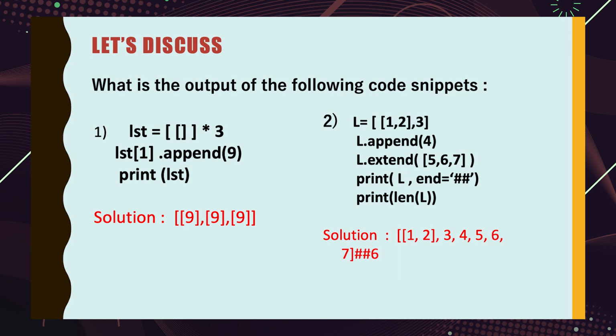In another question, list L contains nested list 1, 2 and 3 as an element. Here, the append function will add the 4 element in the list and the extend function will add 5, 6, 7 as separate items in the list. End equal to hash hash in a print statement will help you to print the result horizontally, so the output of this code is like that.